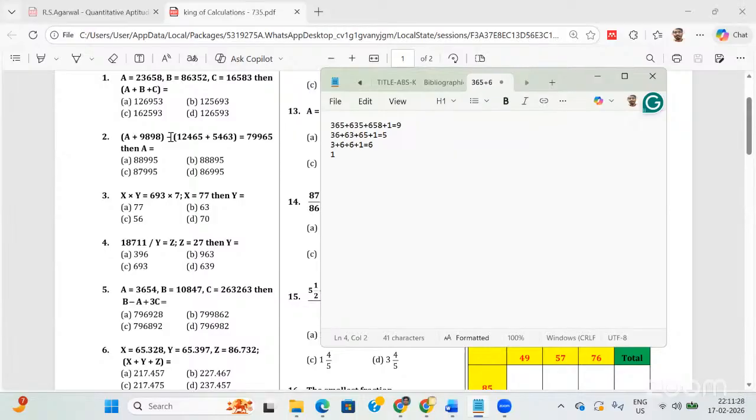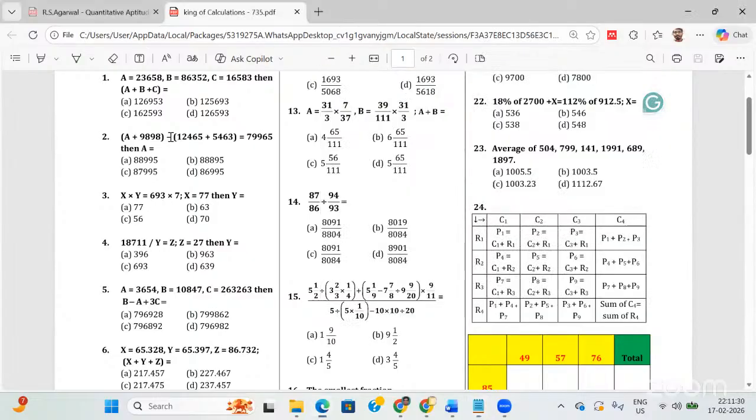Any problem up to this? No, sir. Sum number 2. Accordingly, you have to solve this sum.